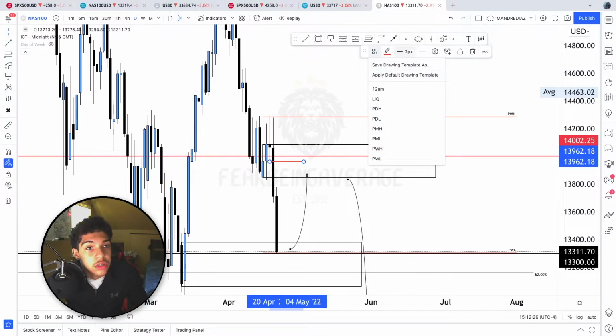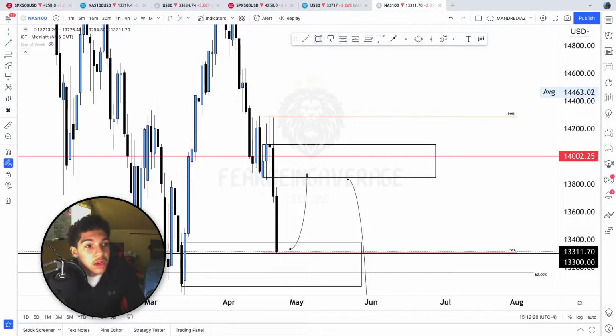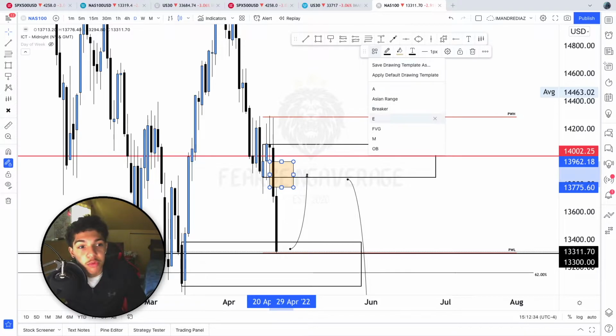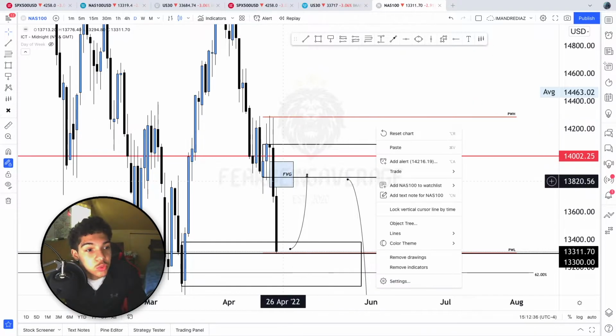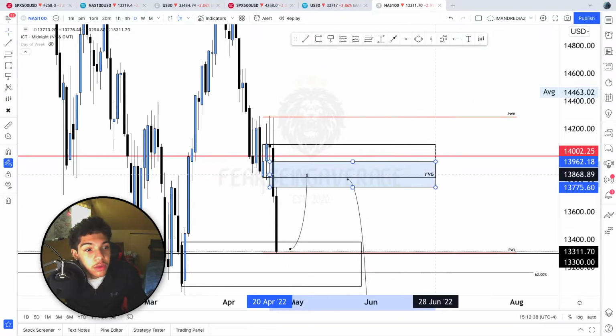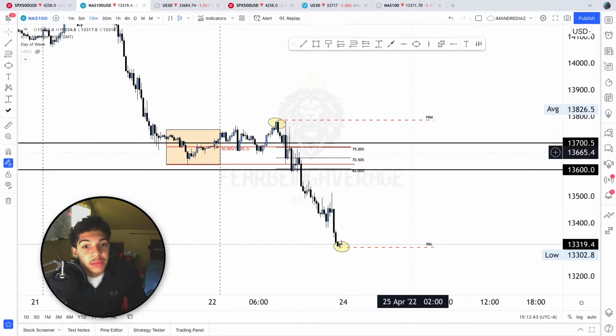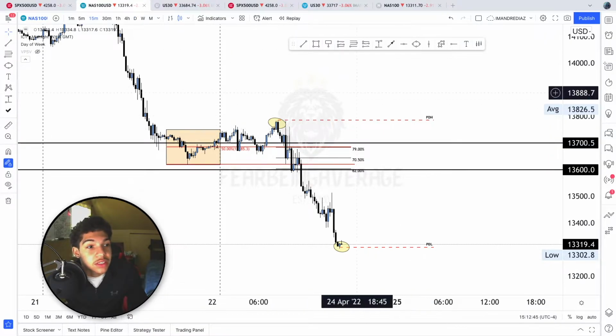We're going to mark this up. Matter of fact, I'm going to use the box. So from this low to this low, and I'm doing it from the wicks. If you don't know what a fair value gap or an imbalance is, I suggest you watch my video on it. But we have a fair value gap from here to there. If we look at that low, that's around 13,770. So that would ideally be somewhere within here, which is a pretty significant area.